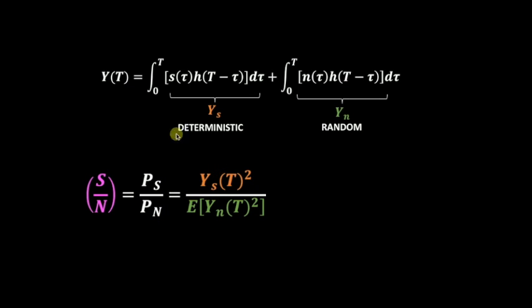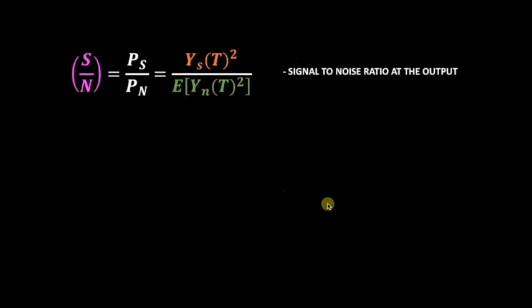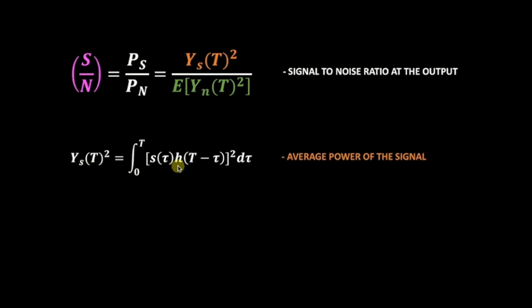Since this one is simply deterministic, we're just going to take the square of this given term, and as for the power of the noise, we're going to take the expectation of this given term. So this will now represent our signal to noise ratio at the output. So ys of t square, which will represent the power of the signal, is simply the square of s of tau multiplied to h of t minus tau. So this will now represent the average power of the signal.